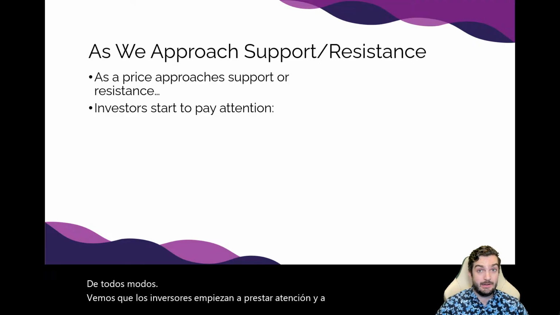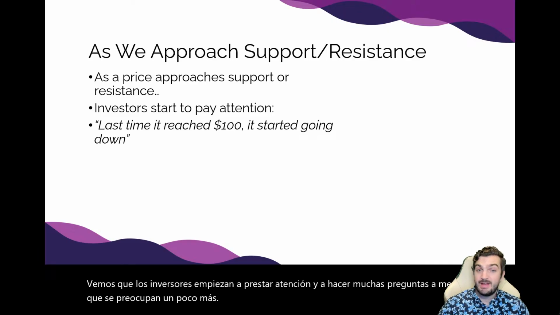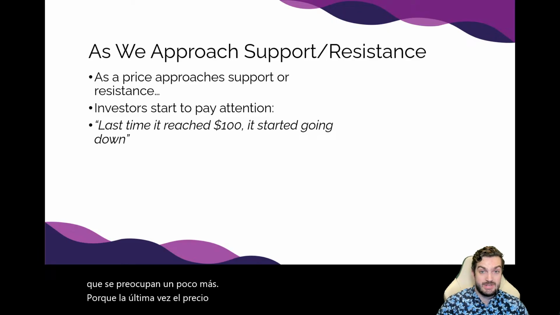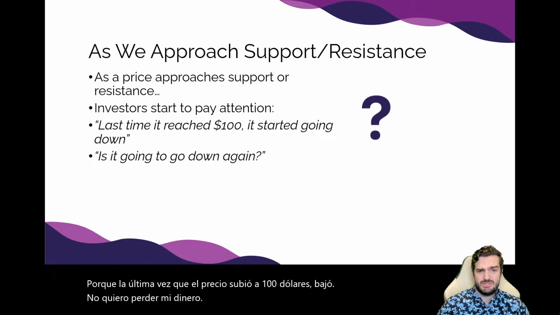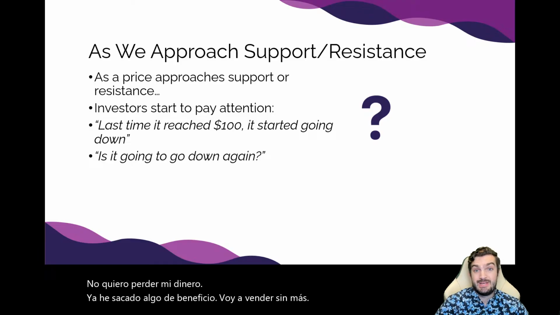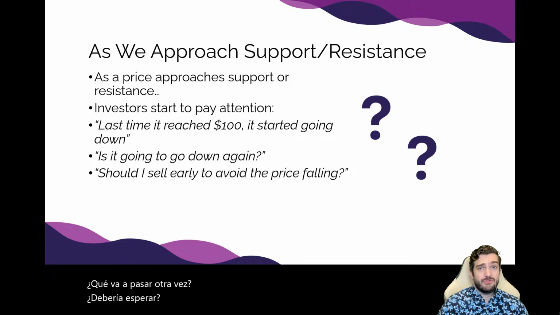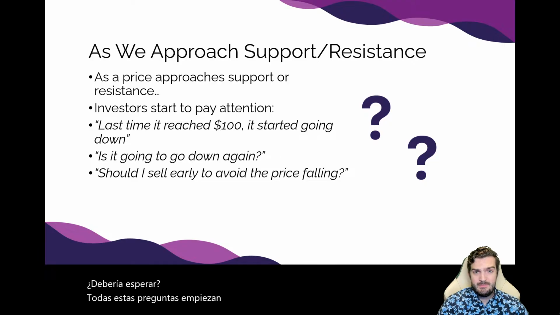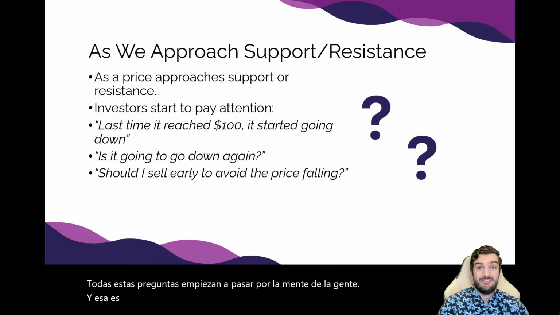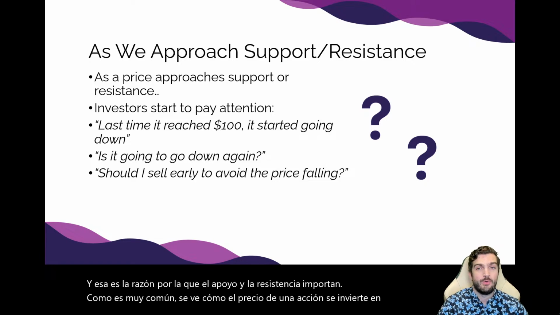We do see that investors start to pay attention and they start to ask a lot of questions as they get a little bit more worried, because the last time the price got up to $100, it went down. I don't want to lose my money. I already made some profit. I'm going to just sell. Well, is it going to go down again? Should I sell early? Should I wait? All of these questions start to go through people's minds. And that's the reason why support and resistance matters. Because it is very common to see a stock's price reverse at or close to its resistance or support barriers.